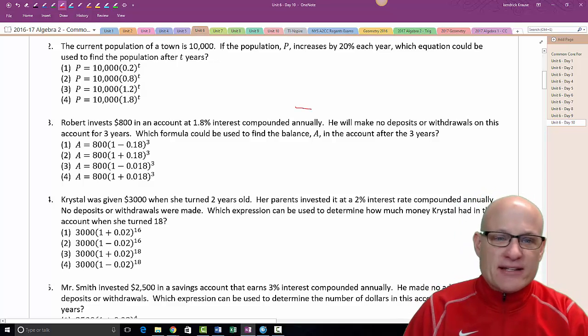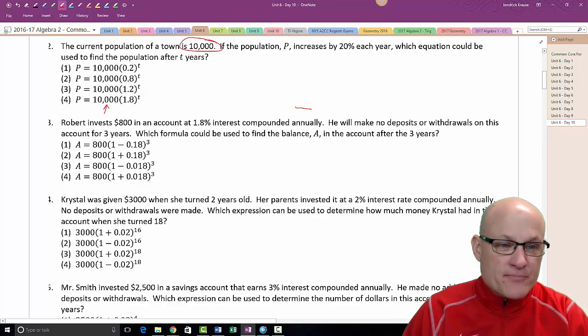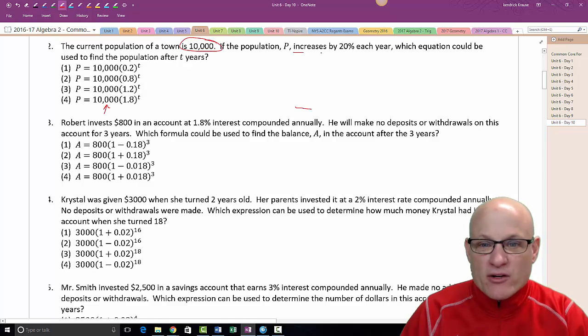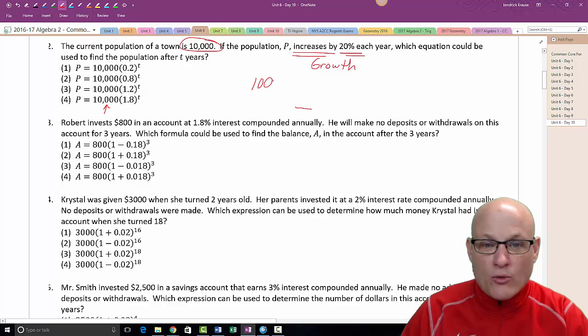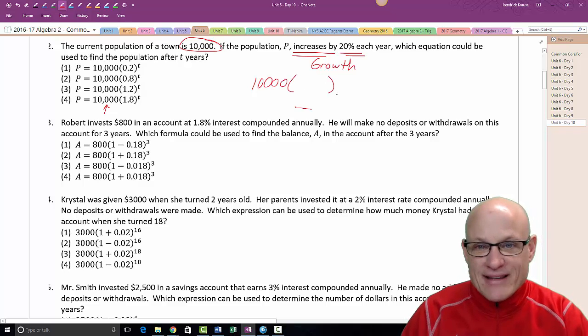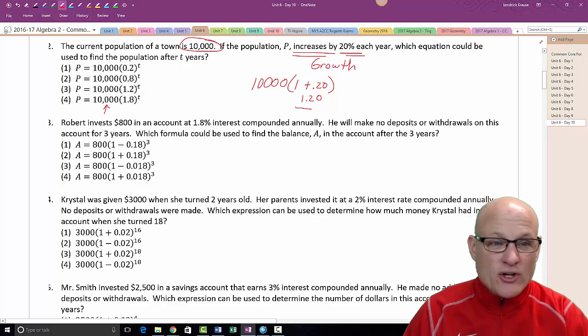Current population is 10,000 dollars. Not 10,000 dollars, 10,000 people. Notice, these are all 10,000. And we are increasing by 20%. This is growth. Now, you need to remember as a good student that when you talk about growth, this number in this parenthesis, this base has to be bigger than 1. So you can either put 1 plus 0.20 in here. That's your 20%. Or you can put 1.20. You need to be able to see and do both, or be able to recognize both, that these are equivalent statements.